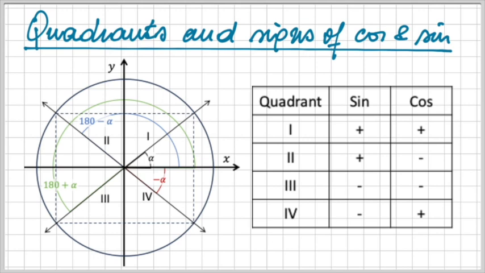When we look at the quadrants, in the first quadrant sine and cosine are positive. In the second quadrant, sine is positive and cosine is negative. In the third quadrant, sine is negative and cosine is negative. And in the fourth quadrant, sine is negative and cosine is positive. So whenever we know the value of the angle, we know in which quadrant it is, and we know whether we have a positive or negative value for sine or cosine.